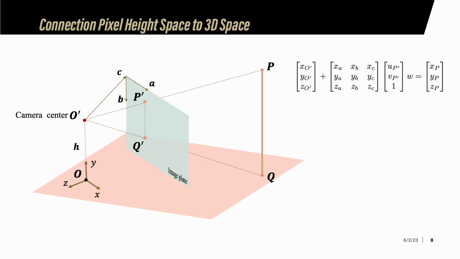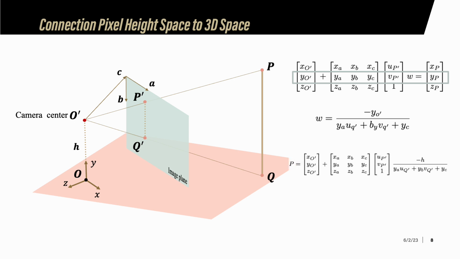Given a camera center O', with its 3D height h, and the camera intrinsic vectors a, b and c, each point P' on the image plane and its corresponding 3D point P has a projective relationship. By the pixel height representation definition, Q is the foot point of P, so the Y of Q is 0. Solving the equation, we can get the W for P, then we can recover the 3D point P. In other words, the equation connects each point in the pixel height space to its corresponding point in 3D.